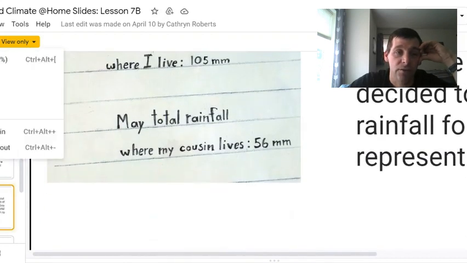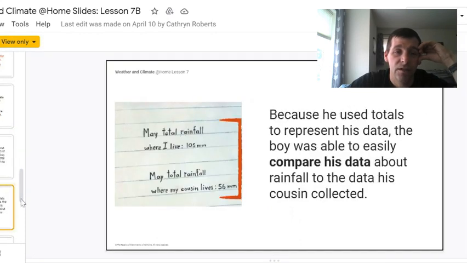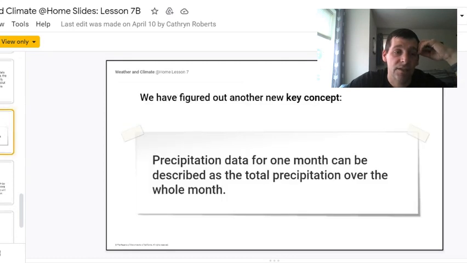So let's keep on going a little bit further. All right. Because he used totals to represent the data, the boy is better able to easily compare the data across these two different places. And here we figured out this other concept: precipitation data for 1 month can be described as the total precipitation over the whole month. We don't want a line plot with 10 different x's for 0 and then one scattered about for each of them, because it doesn't really tell us quite the same story as it does with temperature.